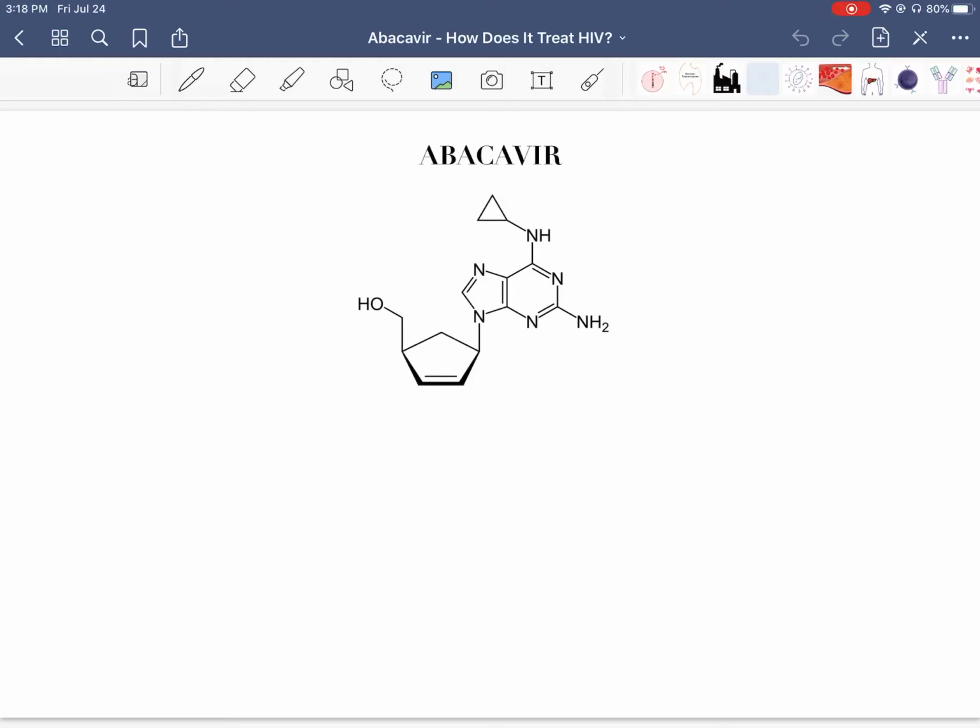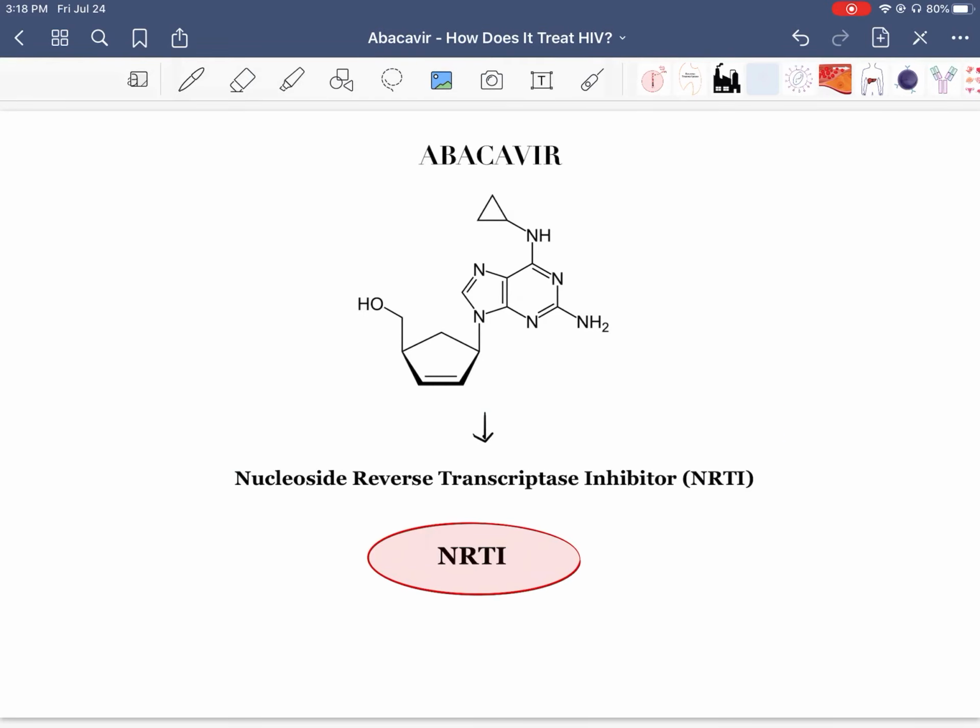Abacavir falls under a class of anti-HIV drugs known as nucleoside reverse transcriptase inhibitors, abbreviated as NRTIs. To understand how abacavir treats HIV, let's first re-explore what happens in our cells once HIV has infected and entered our cells.